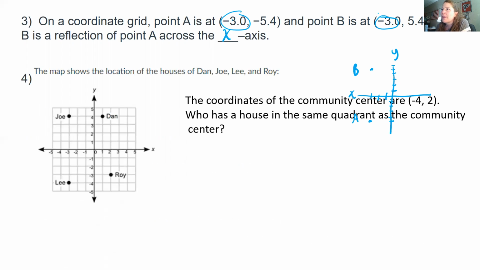All right, number 4, the map shows the location of the houses of Dan, John, Lee, and Roy. The coordinates of the community center are at -4, 2. So -4, I always start at the origin, go left 4, up 2, right there's the community center. Who has a house in the same quadrant as the community center? Well, we see clearly that is Joe.